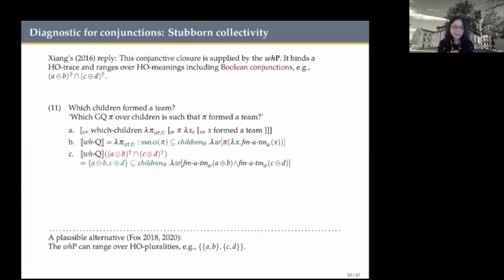I also want to mention that Danny has an alternative analysis. Instead of saying that wh-phrases here can range over Boolean conjunctions, he assumes that the wh-phrases can range over higher-order pluralities, and this is also a feasible option.